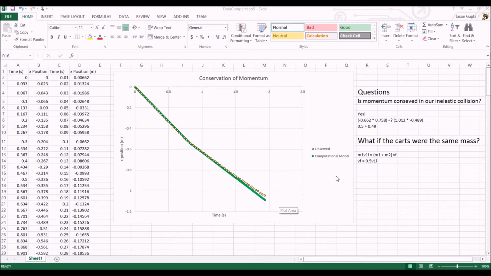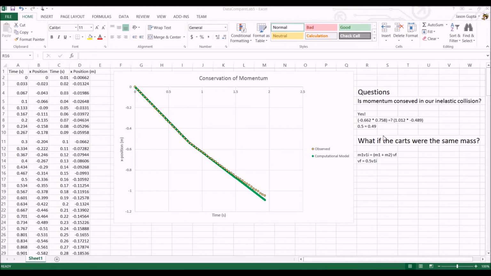Is momentum conserved in our inelastic collision? The answer is yes. If we plug our values into the conservation of momentum equation, we can see that the final and initial momentums are very close to each other. Both equal around negative 0.5.